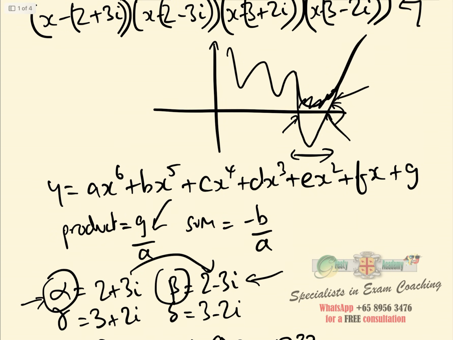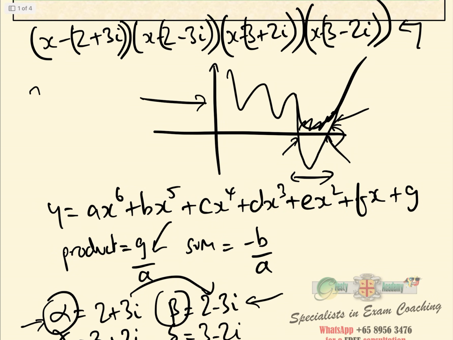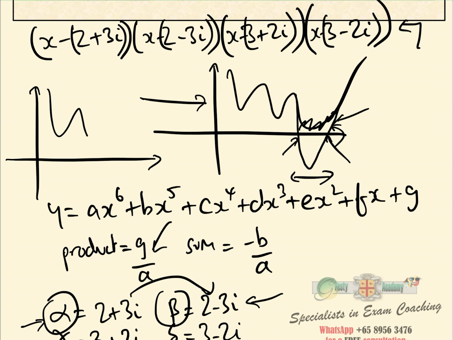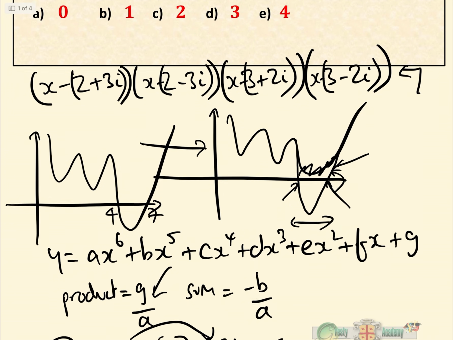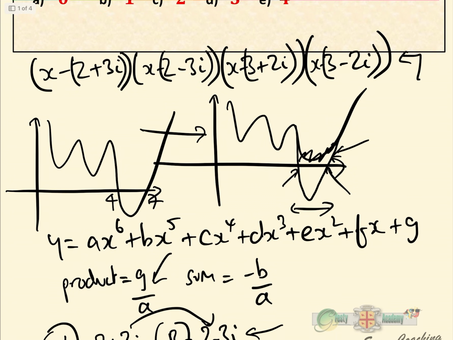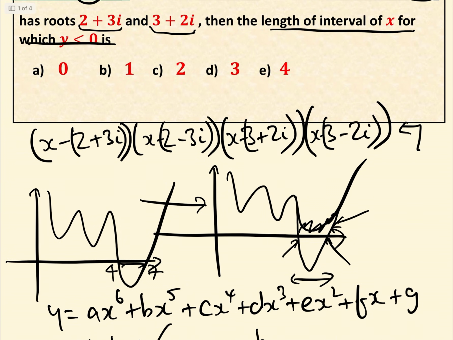So if we go back to our very approximate graph here, in actual fact, we now know that our sextic looks something like this, where that is 4 and that is 7, and therefore, in answer to the question, the length of the interval of x for which y is less than 0 is between 4 and 7 here, which is 3, so the answer is D, a far easier way of doing it.